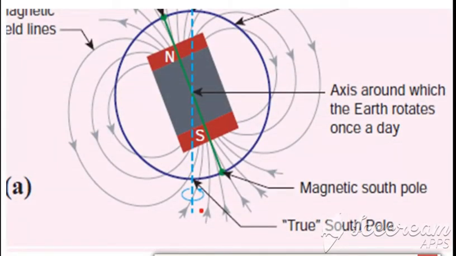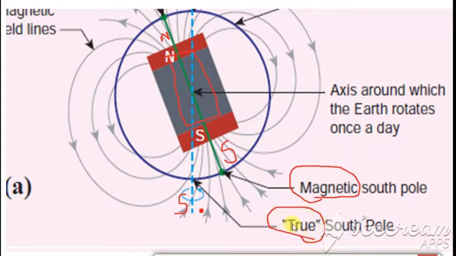When you see here, this is the Earth we are considering. The Earth has a north and a south pole. This is the south pole of the Earth. When you consider the magnet, this magnet also has a north and a south pole. This is the magnetic south pole, and this is said to be the true south pole. What is the true south pole? It is the south pole of the Earth.